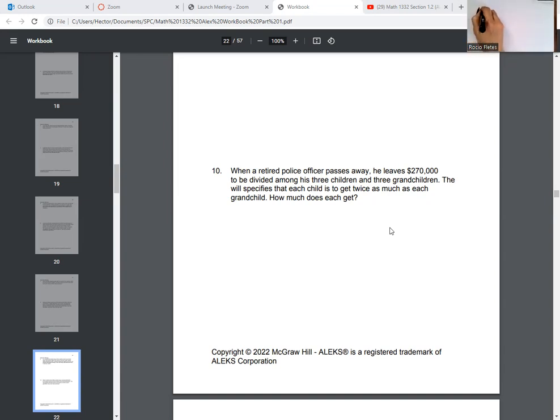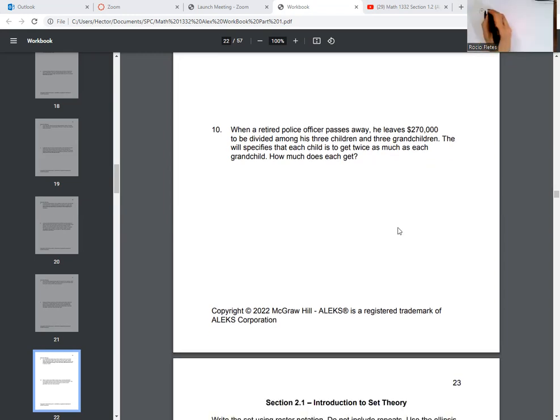Let me just write down the information, and then we can discuss it. So $270,000 is the will amount. Okay, and the police officer has 3 children and 3 grandchildren. And then each child is to get twice as much as each grandchild.